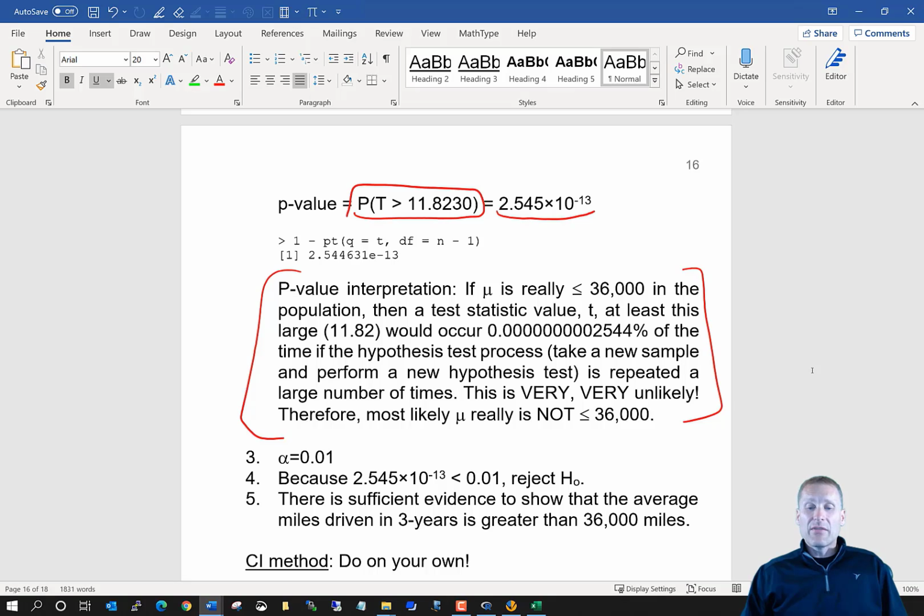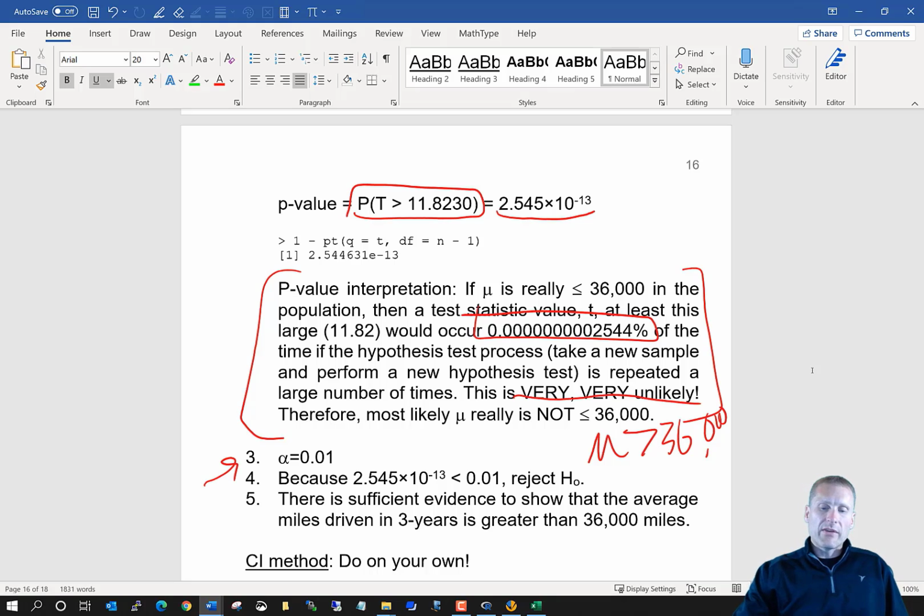of the time, if the hypothesis testing process, meaning taking a new sample and performing a new hypothesis test, is repeated a large number of times. Since this is very unlikely to occur, to actually observe a test statistic like this, therefore, most likely mu really is not less than 36,000. Mu is greater than 36,000.